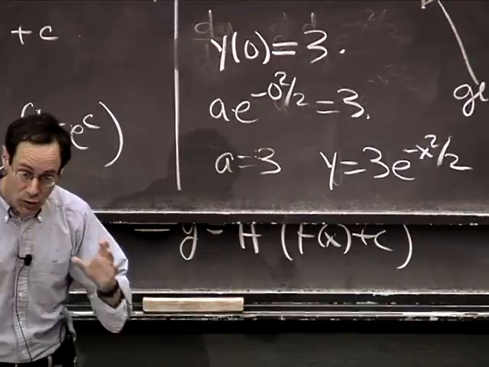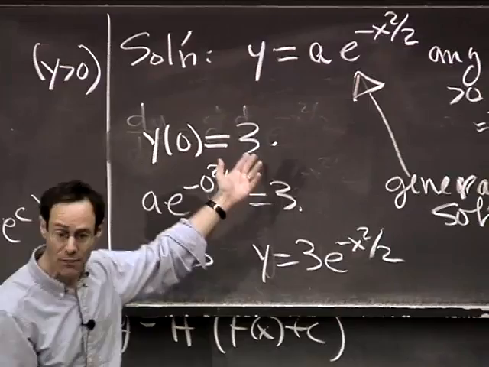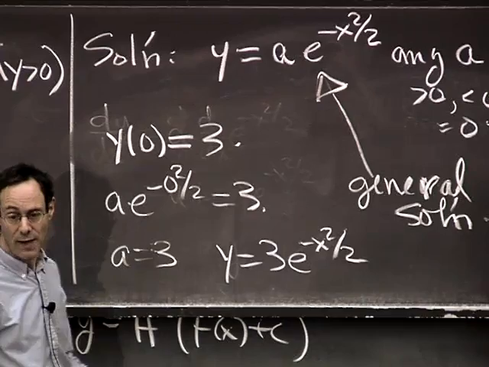So the answer to your question, how do you deal with the ambiguity, is that you simply say what the solution is. And the solution is not one function. It's a family of functions. It's a list. And you have to have what's known as a parameter. And that parameter gets nailed down if you tell me more information about the function. Not the rate of change, but something about the values of the function.